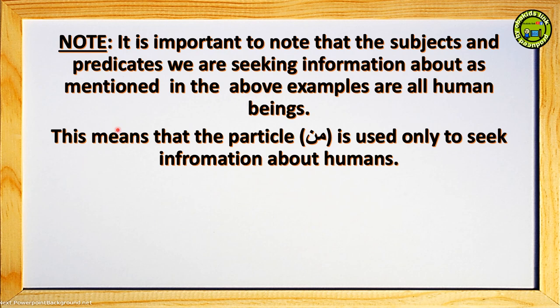Note: it is important to note that the subjects and predicates we are seeking information about, as mentioned in the above examples, are all human beings. This means that the particle man is only used to seek information about humans.